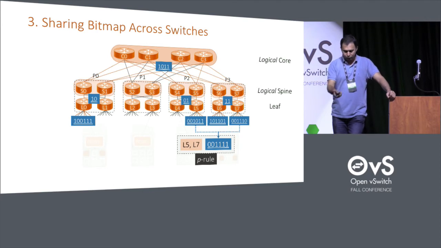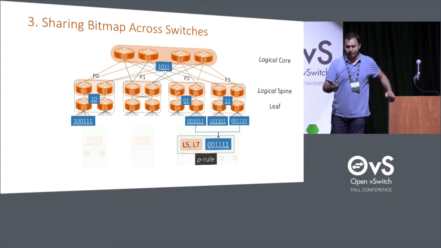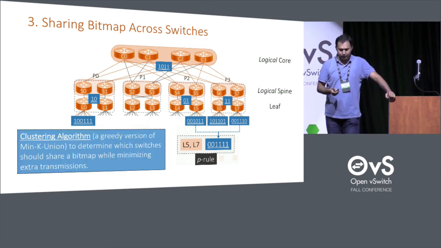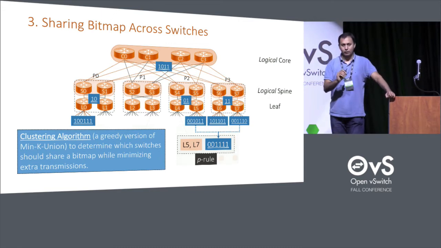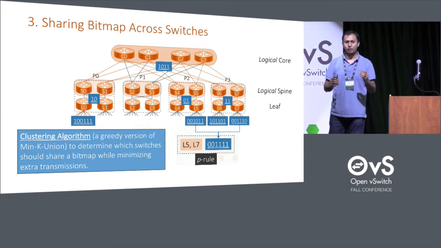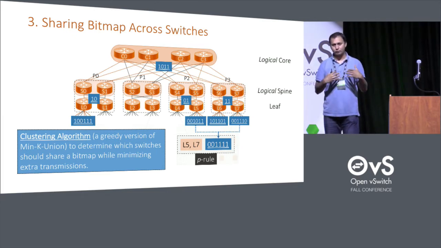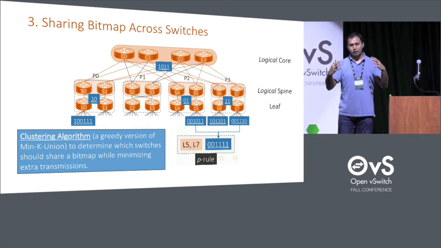Moving along, so again, just to point out, this combination of switch IDs and bitmap, we call this a P rule, which is a packet rule, meaning that it's installed inside the packet. And then to find out which switches should share a bitmap, we implemented a clustering algorithm, which is a greedy version of min-k union, so that they yield the minimum number of extra transmissions. So this is sort of an optimization for us. For each layer, we run this algorithm to find out which of these switches should share a bitmap so that the overall extra packets that we are sending in the network are minimized.